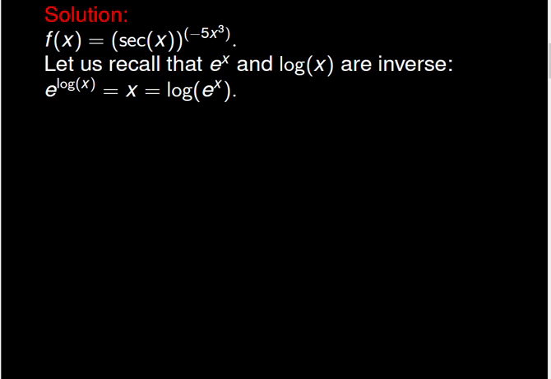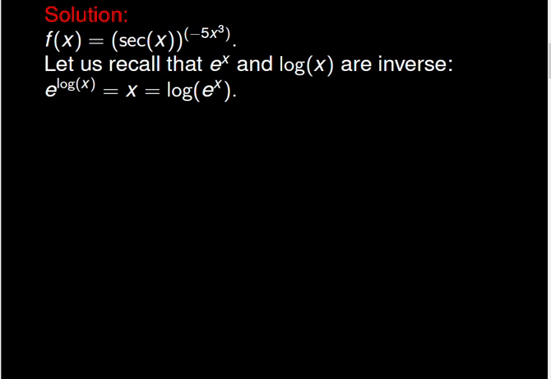In this problem, we have to compute the derivative of secant of x to the power minus 5x cubed. Notice that this function can be seen as an exponential function because it is obtained by raising secant of x to the power minus 5x cubed. In this case, secant of x is seen as the base and minus 5x cubed is the exponent. We will have to use the fact that the exponential and the logarithmic functions are inverse functions. Then apply the chain rule to find the derivative.